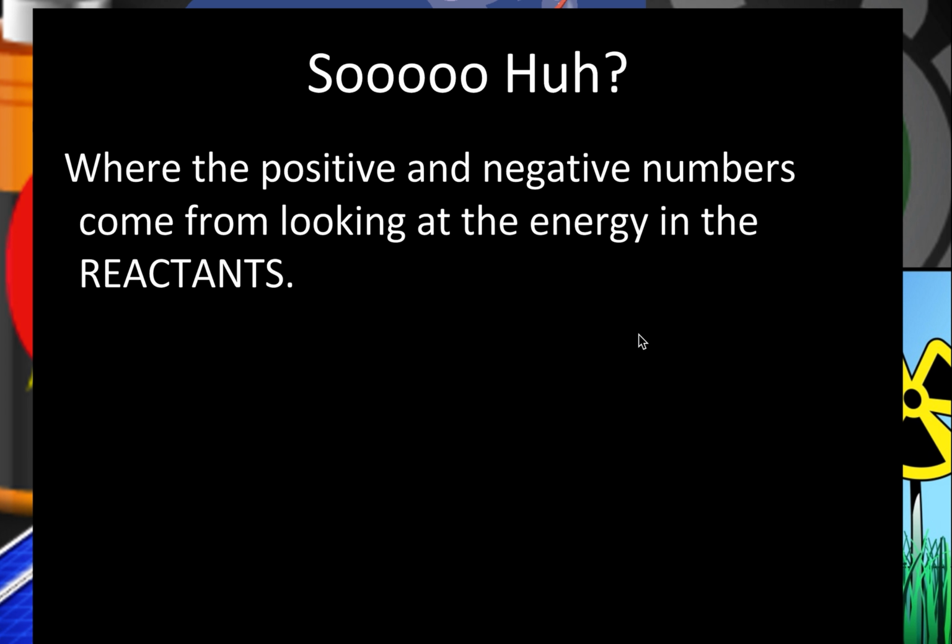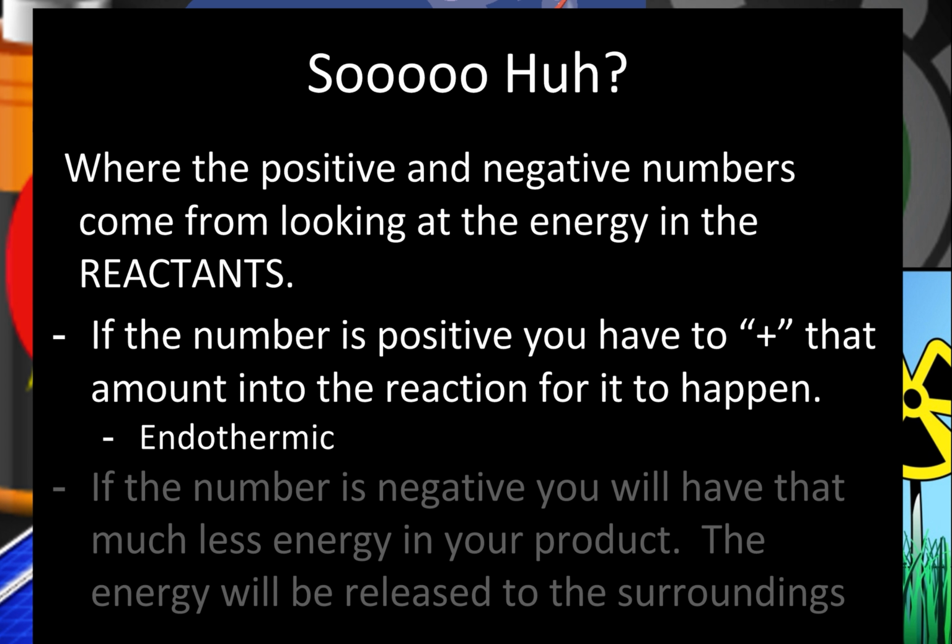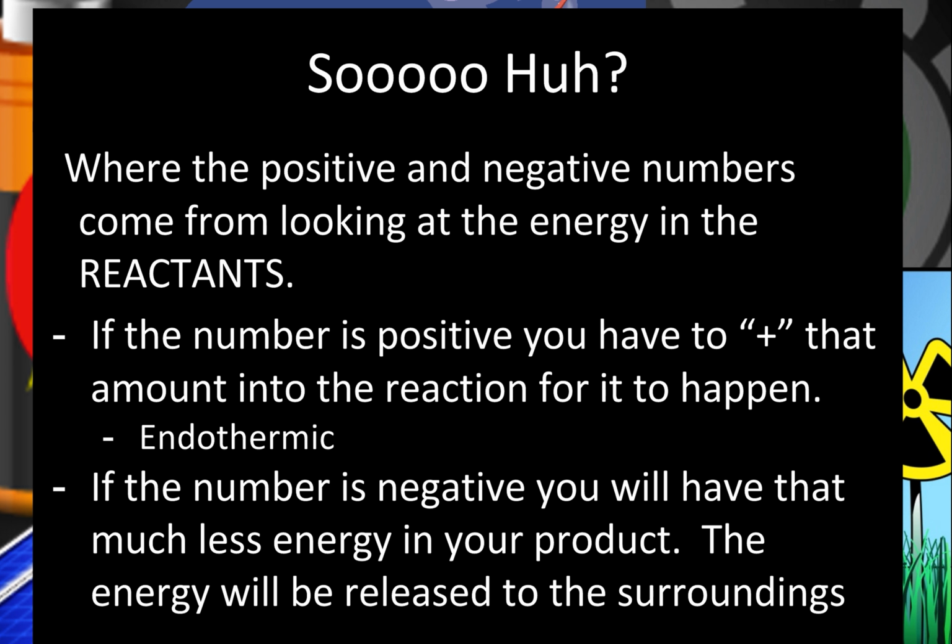To summarize this, where the positive and negatives come from is looking at the energy that's present in the reactants at the start of the reaction. If the number is positive, that means you have to add or plus that amount into the reaction for it to happen. This will mean that it's endothermic. Energy must go in. If the number is negative, you'll have that much less energy in your products, and that extra energy is going to be released into the surroundings, meaning that it's exothermic.